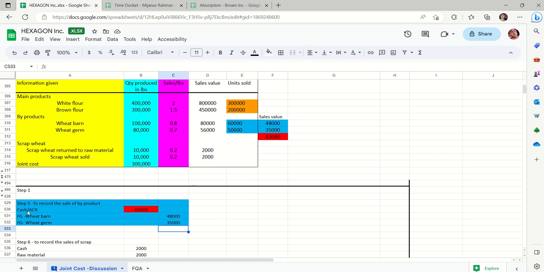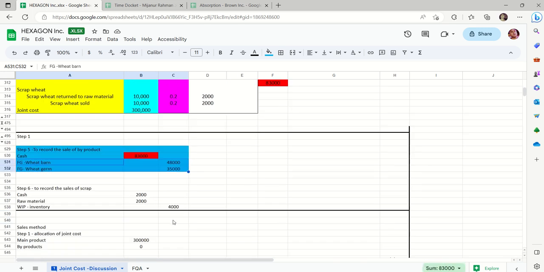So you record the byproducts, you record cash. Usually cash. Cash, 83,000, wheat bran 48,000. So cash debit 83,000, wheat bran 48,000, wheat germ 35,000. We debit cash, we credit the finished good inventory with respect to bran and with germ. We move to record the sale of scrap.